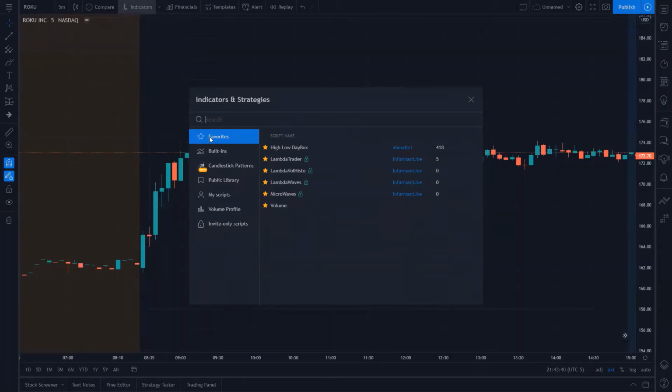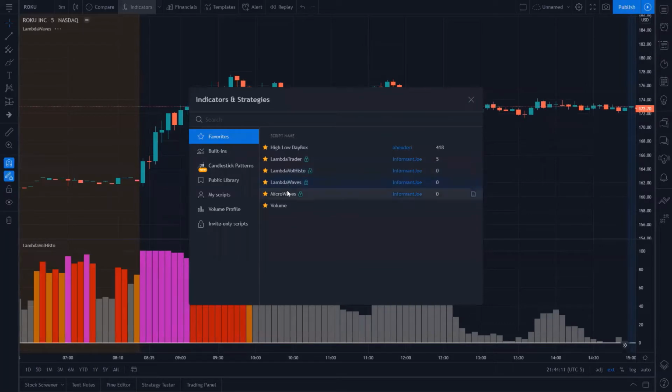I have my Lambda scripts set up in favorites already. We're going to use histo, volatility histo, waves, and microwaves today. But if you don't have them in your favorites, go down to invite only, and that's where you'll find them if you are a Lambda subscriber. Once you have those set, why don't you just favorite them, because you're going to use them all the time anyway. So here we go. Let's click on these.